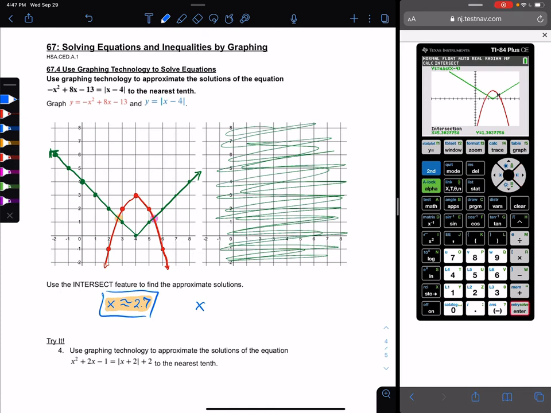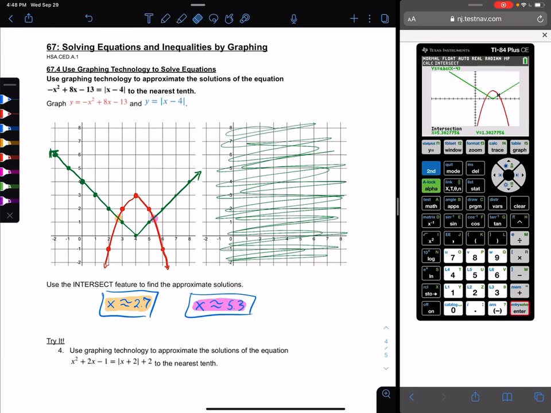Notice that it's going to tell us that our intersection point is 5.3 with a bunch of decimals after, and y equals 1.3 with a bunch of numbers. So we're again going to say that x is approximately 5.3, right? And that's our second solution.